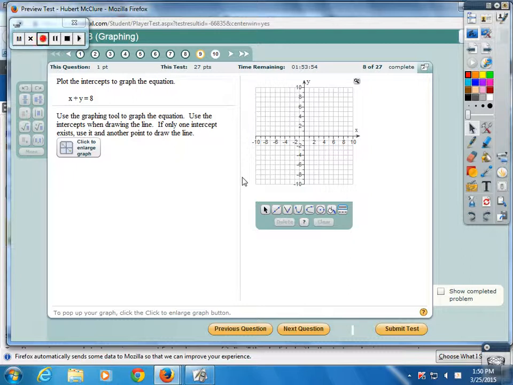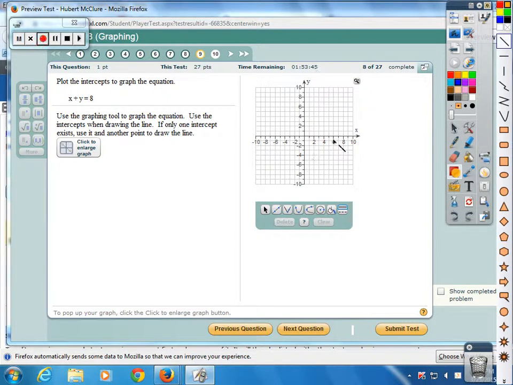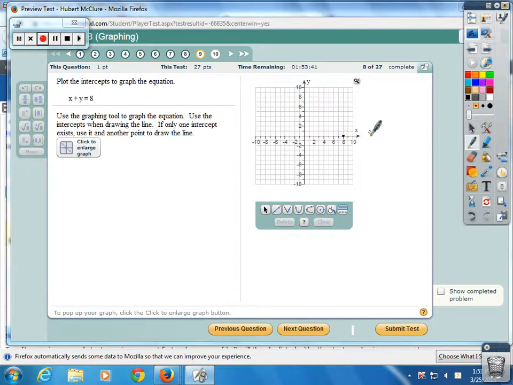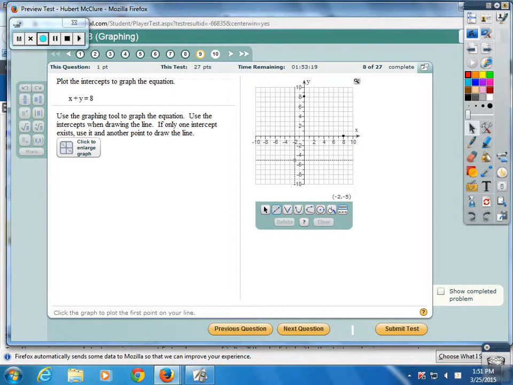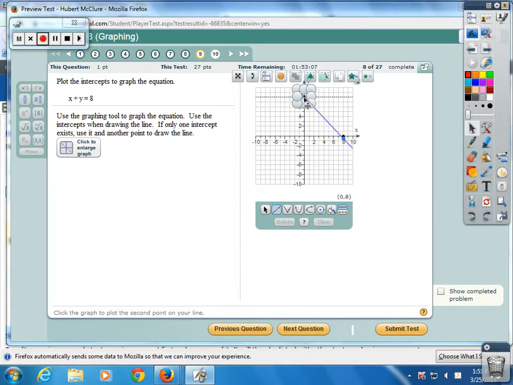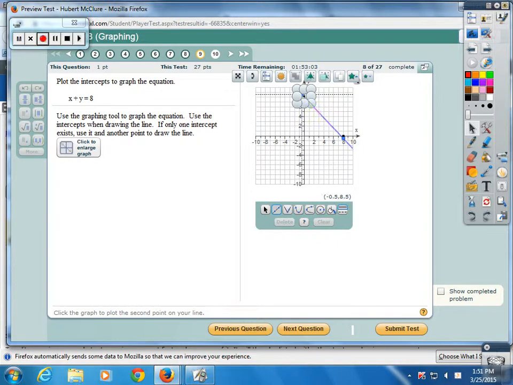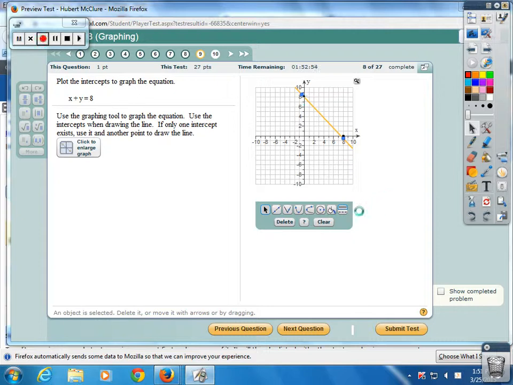Plot the intercept. Plug in 0 for y, what do you get? 0 for y, you get 8. Zero for x, what do you get? Well, isn't that special? And there's your line. So, oh, I did the wrong thing, sorry. So, first one goes here. And right here. Maybe something like that. I don't know if I got that one right or not. Next question.